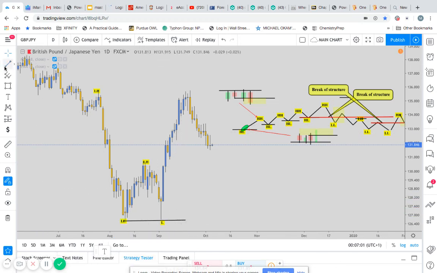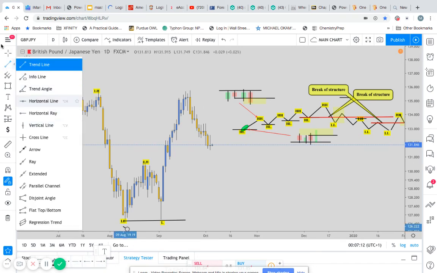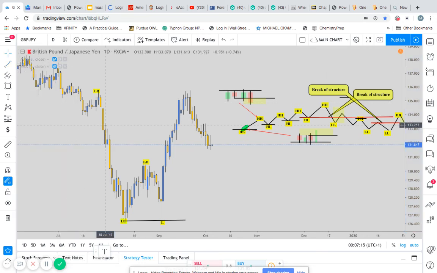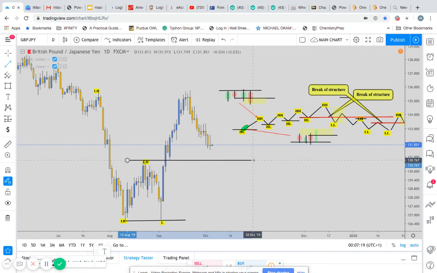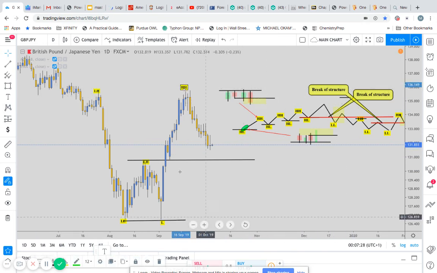Now, guys, what happened right here? Break of structure, right? What happened right here? Break of structure. You guys see this? Break of structure, and we created our what? High, high. So what are we waiting for, guys? A higher low. A higher low.